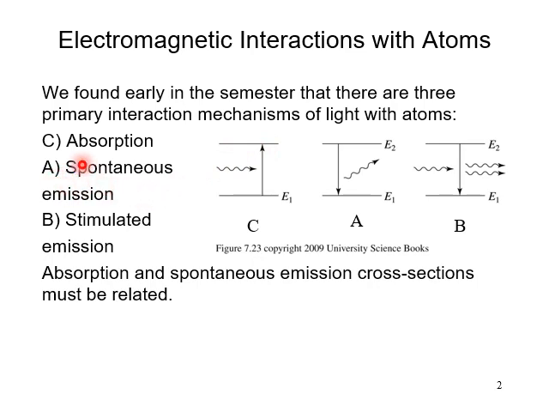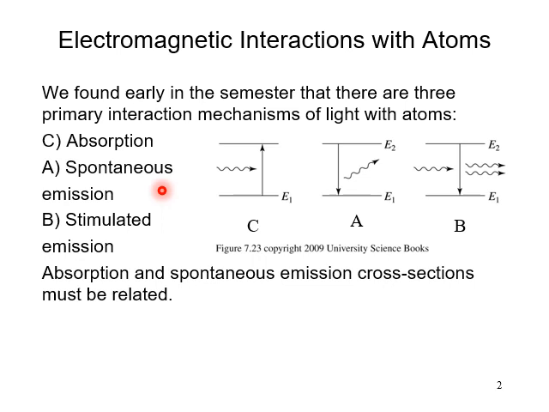The second thing that we observed was that if an electron is in an upper state and then light comes into the system, it can stimulate the emission of the electron into a lower energy state. So when the incoming photon energy is correct, we can actually stimulate emission. That process here is labeled as B, stimulated emission. So these two effects we already found.